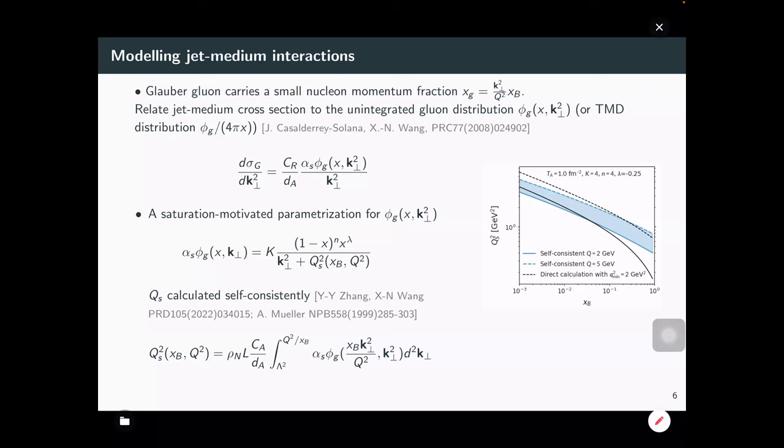And this saturation scale is computed self-consistently by requiring that it is given by the gluon densities per unit area in a certain slab of nuclear matter of density rho and path length L. On the right-hand side, you can see what this self-consistent procedure gives you for some fairly realistic thickness of a large nucleus and some parameterized longitudinal x profile. For different Q squared, you can compute the saturation scale as a function of x_B, and then put it back here to give you the forward collision cross-section for the jet in the medium.